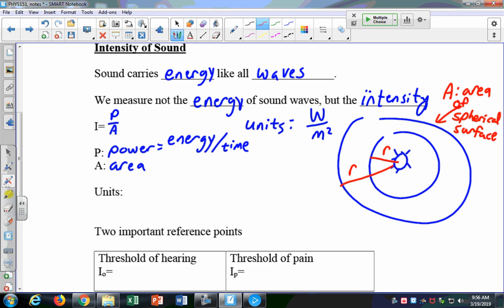Mainly, you need to understand that the area of the spherical surface is proportional to r squared, so the intensity is proportional to 1 over r squared. What that means is that as I go farther and farther away, my intensity drops a lot. If I were to plot intensity versus r, it's going to look like this. It's a 1 over r squared dependence.